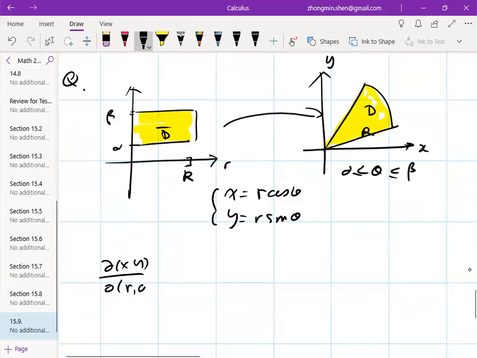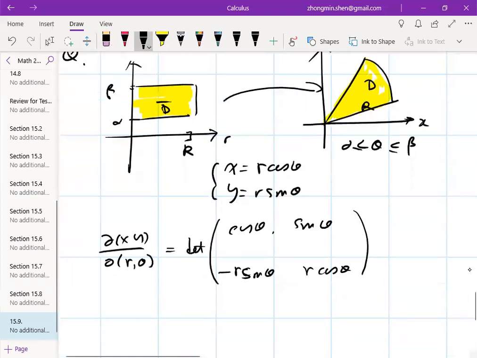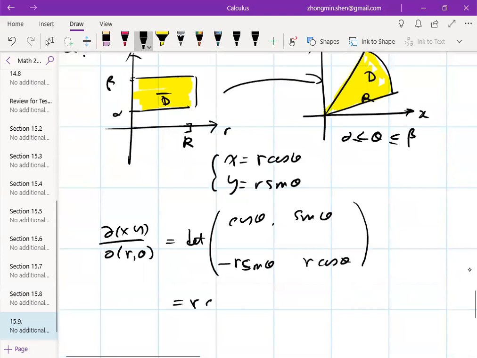So the first variable is r, and the second variable is theta. This is the determinant of the matrix. When I differentiate x and y with respect to r, I get cosine theta and sine theta. Then I differentiate x and y with respect to theta: negative r sine theta and r cosine theta. When you calculate the determinant, what do you get? You get r cosine squared theta minus negative r sine squared theta. It's just equal to r.